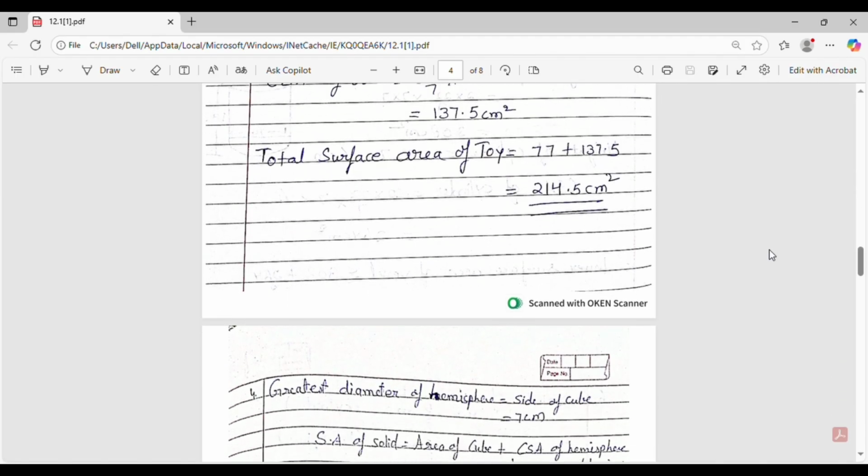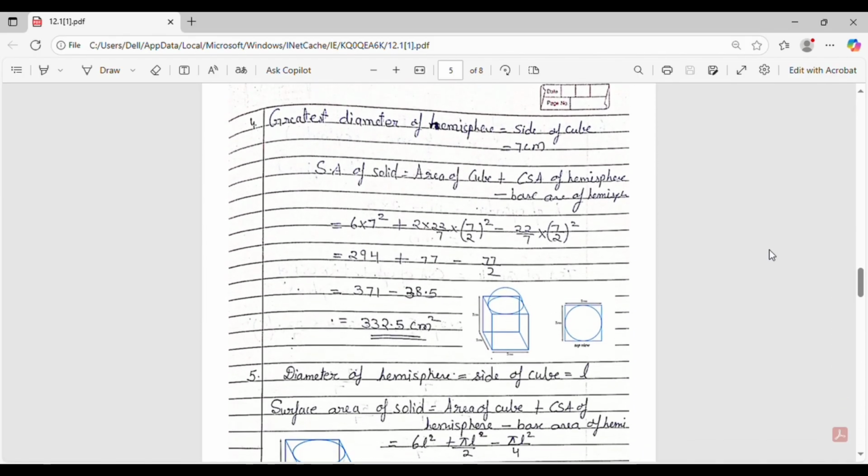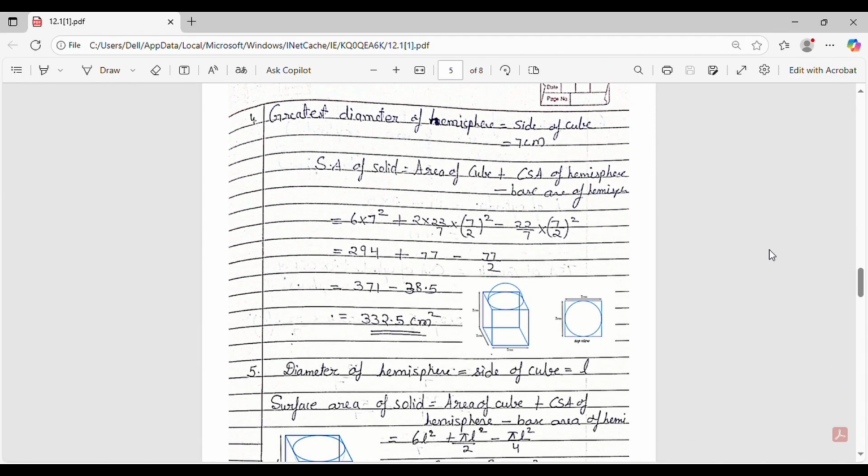Question number 4. A cubical block of side 7 cm is surmounted by a hemisphere. What is the greatest diameter of the hemisphere we can have, and we have to find the surface area of the solid. So the greatest diameter of the hemisphere would be the side of the cube. So it would be 7 cm.